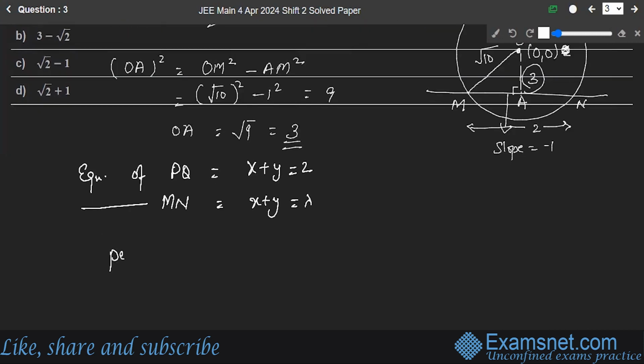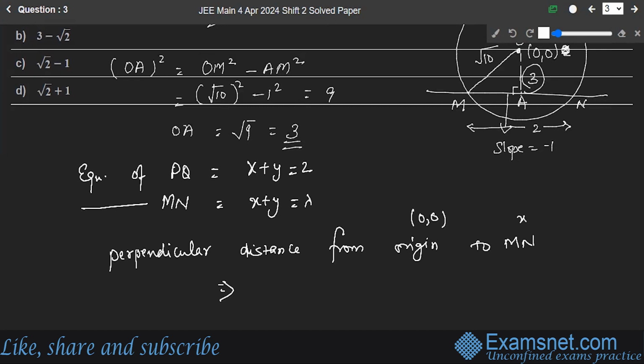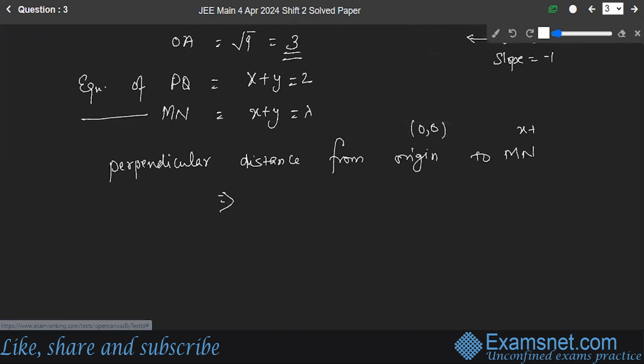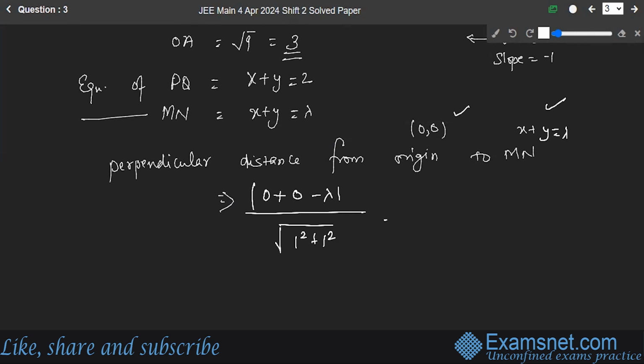The equation of MN can be written as x plus y is equal to some lambda, because these two lines PQ and MN are parallel to each other, right? So now the perpendicular distance from the center, or from the origin, to MN is given by 1 into 0, which is 0, plus 0 minus lambda, divided by root of 1 square plus 1 square, the coefficients of x and y. This gives me lambda upon root 2.